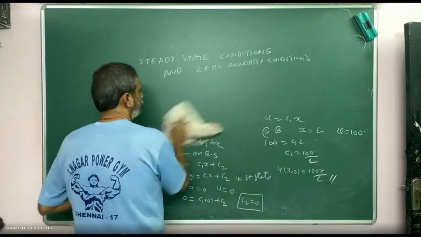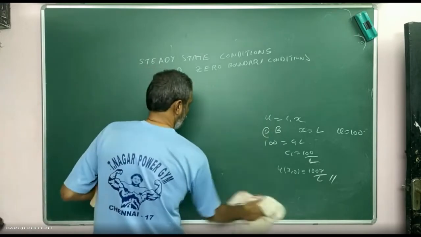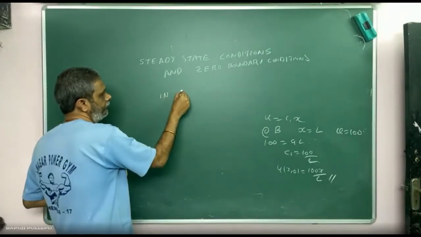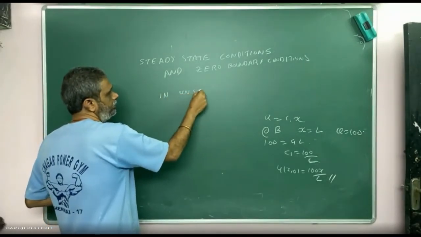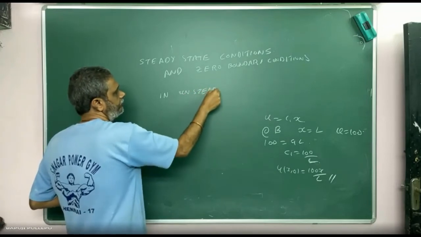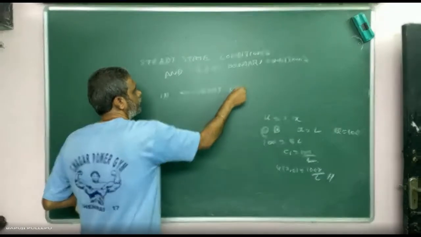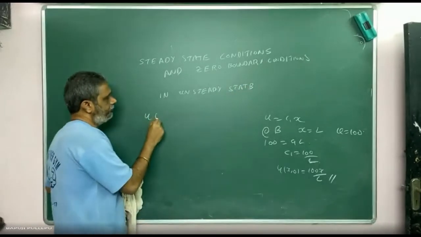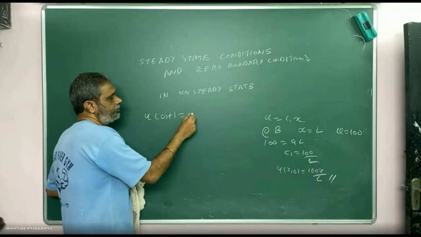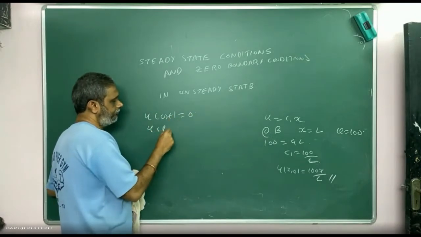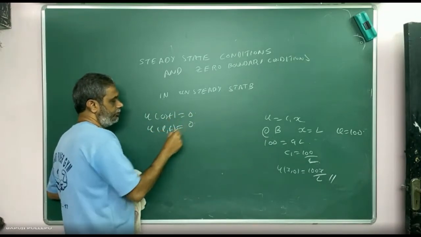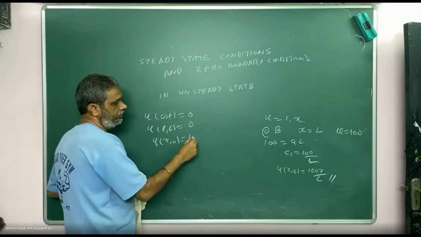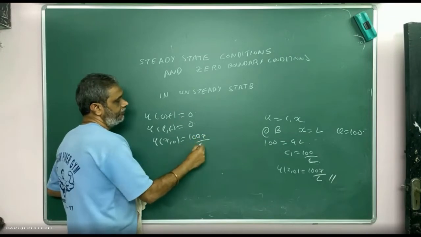Now, in unsteady state, what is the condition? In unsteady state, B is also reduced to 0. Now u of 0 comma t is equal to 0 at A, and u of L comma t is equal to 0. Initially the temperature is u of x comma 0 equal to 100x by L.